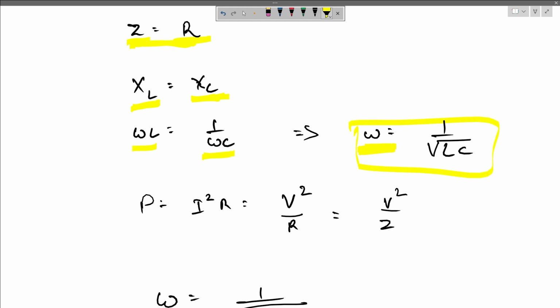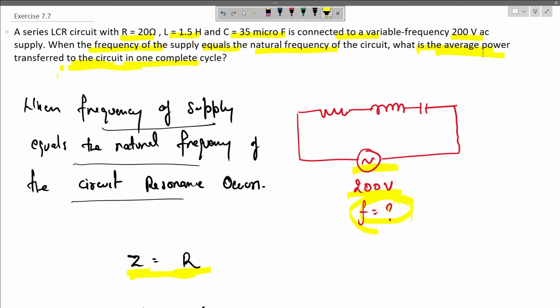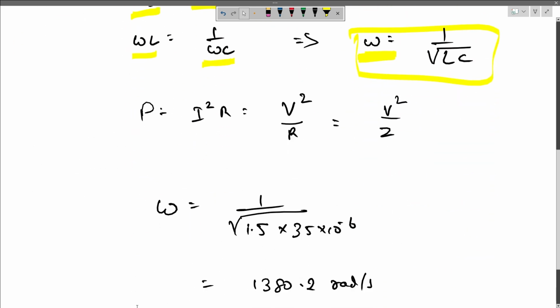and after that the power given to the circuit, we have to find out what is the average power transferred to the circuit in one complete cycle. Now when this happens, since the impedance is equal to the resistance of the circuit, power would be equal to V square by Z, where Z can be equivalent to resistance because there is no other resistance in the circuit. So Z will be equal to 20 ohm.